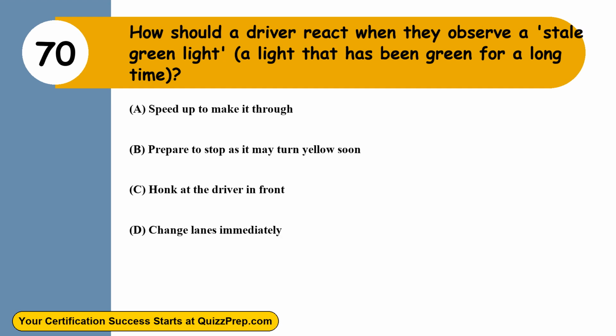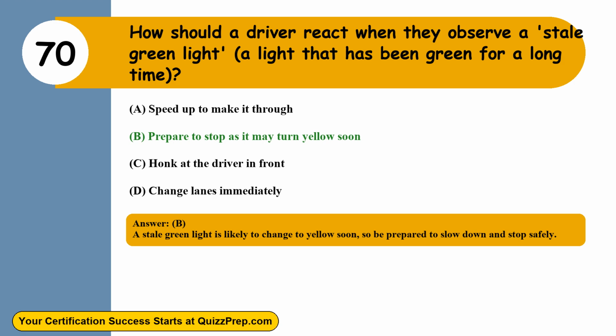Question 70. How should a driver react when they observe a stale green light, a light that has been green for a long time? Option A, speed up to make it through. Option B, prepare to stop as it may turn yellow soon. Option C, honk at the driver in front. Option D, change lanes immediately. The correct answer is option B, prepare to stop as it may turn yellow soon. A stale green light is likely to change to yellow soon, so be prepared to slow down and stop safely.